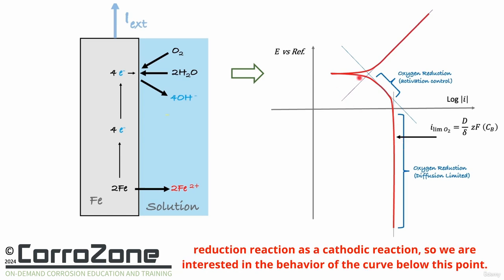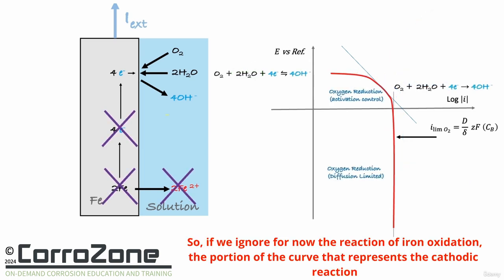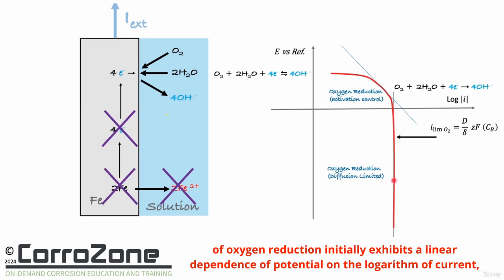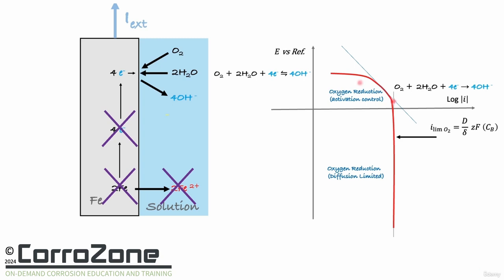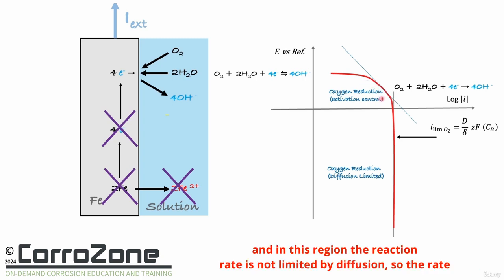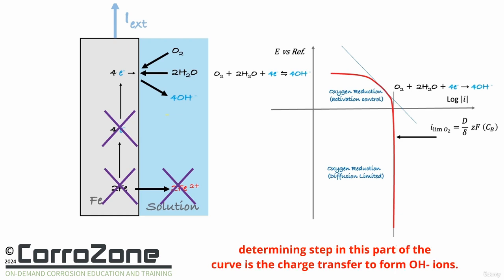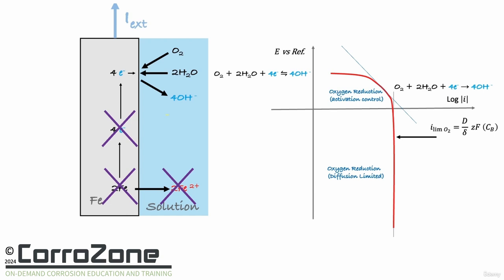So we are interested in the behavior of the curve below this point. If we ignore for now the reaction of iron oxidation, the portion of the curve that represents the cathodic reaction of oxygen reduction initially exhibits a linear dependence of potential on the logarithm of current, and in this region the reaction rate is not limited by diffusion. So the rate determining step in this part of the curve is the charge transfer to form OH- ions.